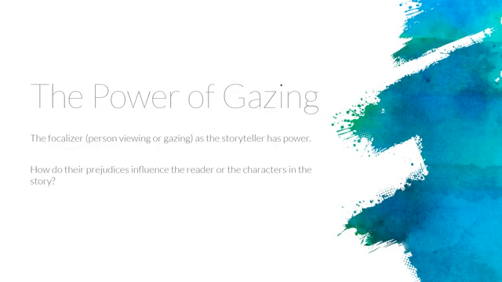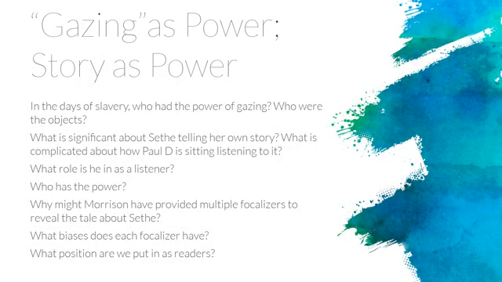And that makes us question, how are the prejudices influencing us as a reader or the characters in the story when that person is telling a story? So here are some questions to consider. What was used for feminist theory and criticism, we can now apply to cultural studies, and we can examine how are white people viewing Black people in Beloved, how are Black people viewing Black people, how are Black people viewing white people. We can consider this dynamic and this interchange of gazing and also of focalizing.